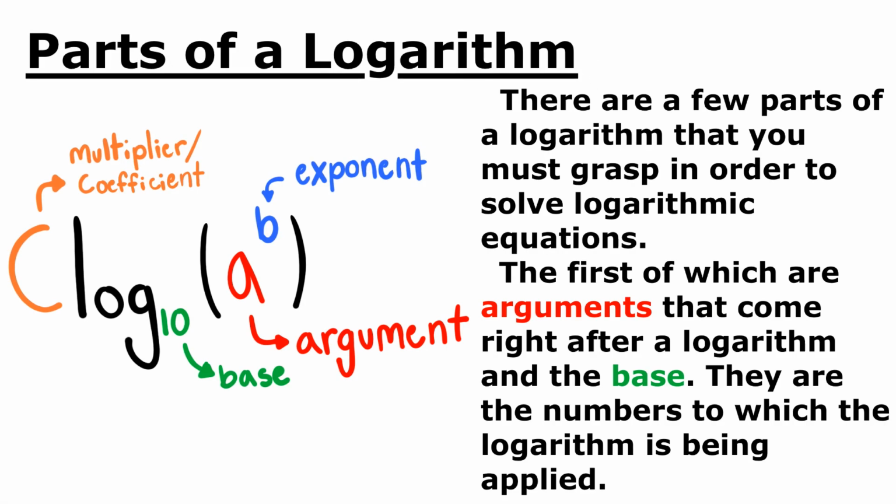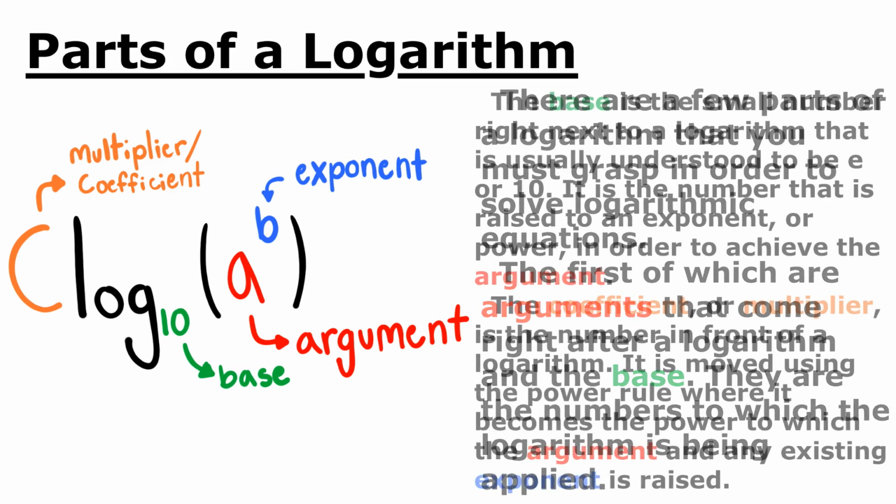Parts of a logarithm. Logarithms have a bunch of moving parts that you're going to need to grasp in order to solve them. The first of which are arguments that come right after the logarithm and the base. They are the numbers to which the logarithm is being applied. Keep in mind that I have color-coded a lot of these elements throughout the video in order for you to keep things straight.